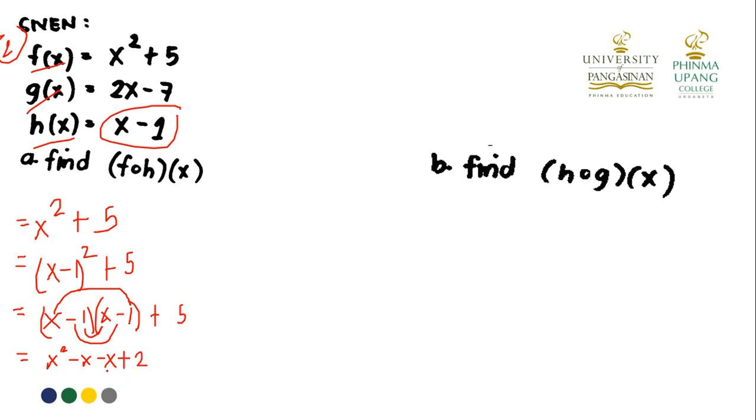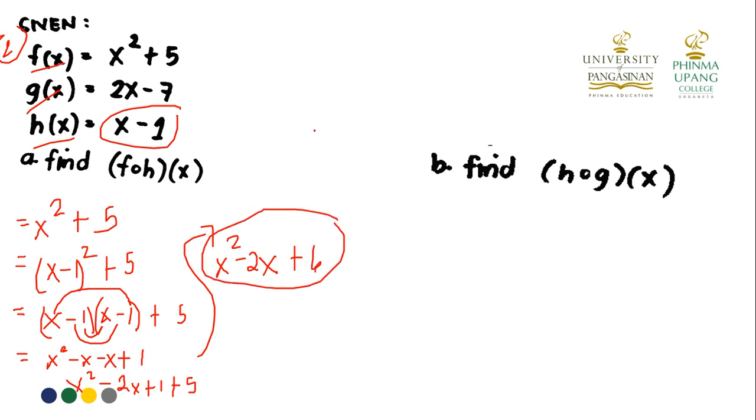So, adding like terms, no? I mean, positive 1. So, negative 1 times negative 1 is positive 1. Then, adding like terms, x squared negative 2x plus 1 plus 5. So, the final answer here is x squared minus 2x plus 6. Gets po? May question po ba? Wala po, sir. Naiintindihan nyo yan?